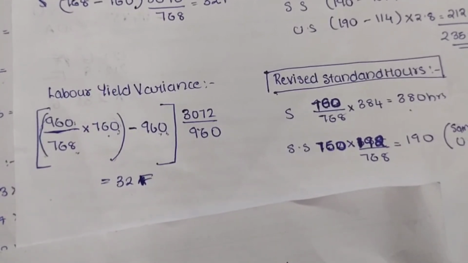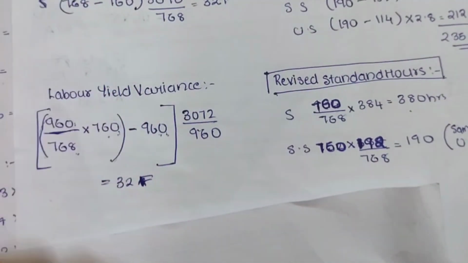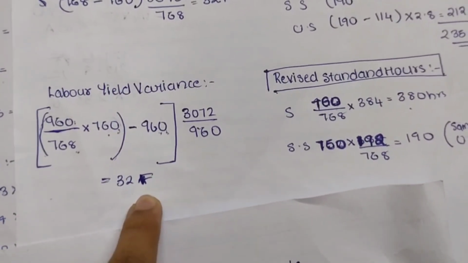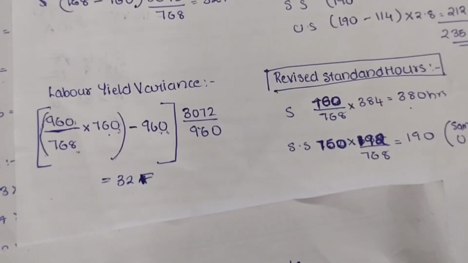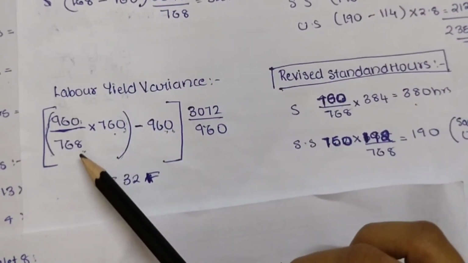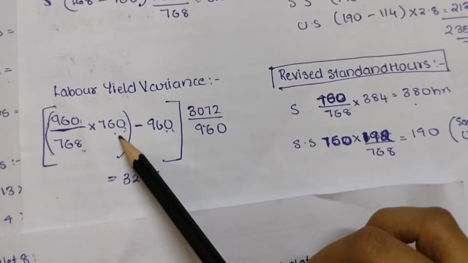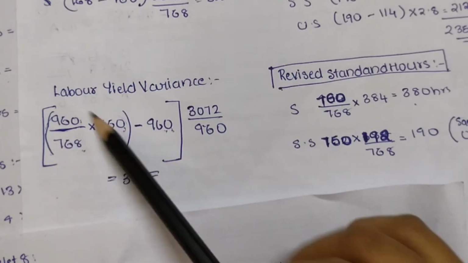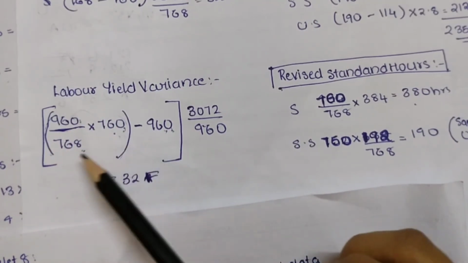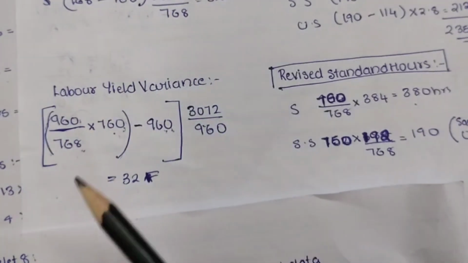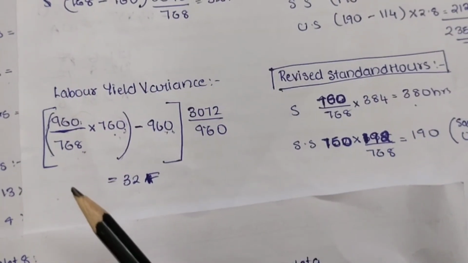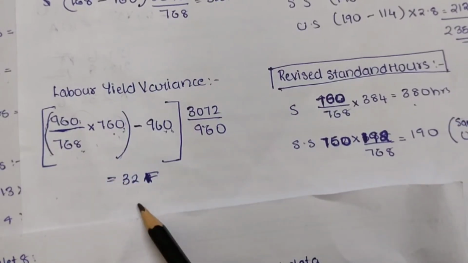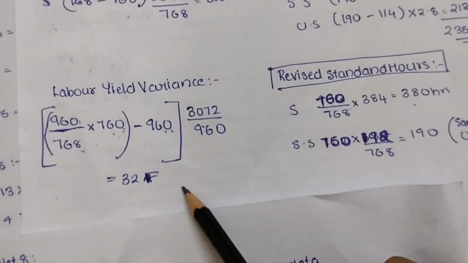If you calculate labor sub-efficiency variance or labor yield variance, the answer for both will be one and the same. You'll be asking me, the answer is negative 32, so why are you writing favorable? Let me explain. If you take only 760 hours, we will make 950. Here we have calculated what the standard output from actual input would be if we had taken 760 hours instead of 768. That was 950. But actually we made 960 units.